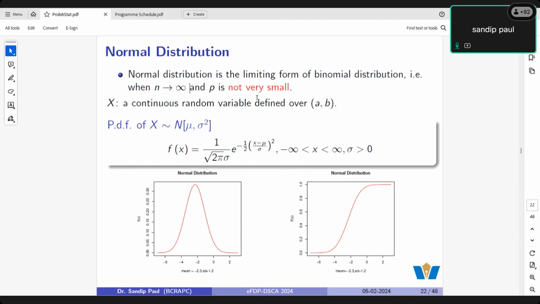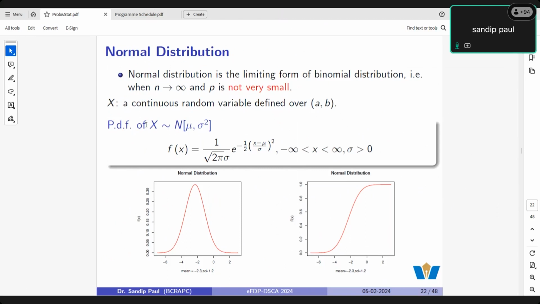In fact, for any distribution, if we consider them an infinite number of times, if n is infinite, or if we consider a very large set of data, they will follow a normal distribution. So that's why it is the most important.